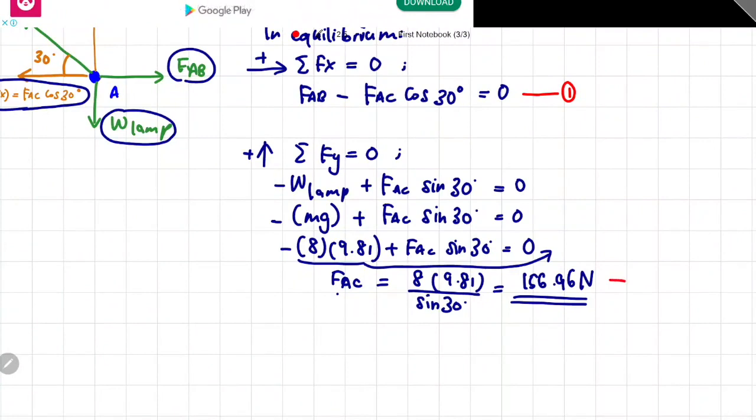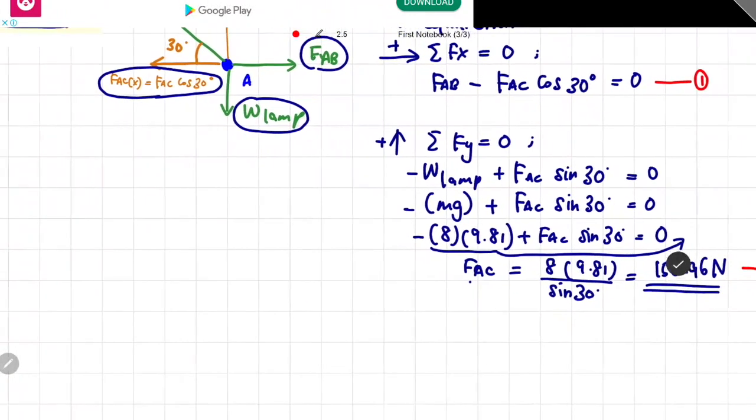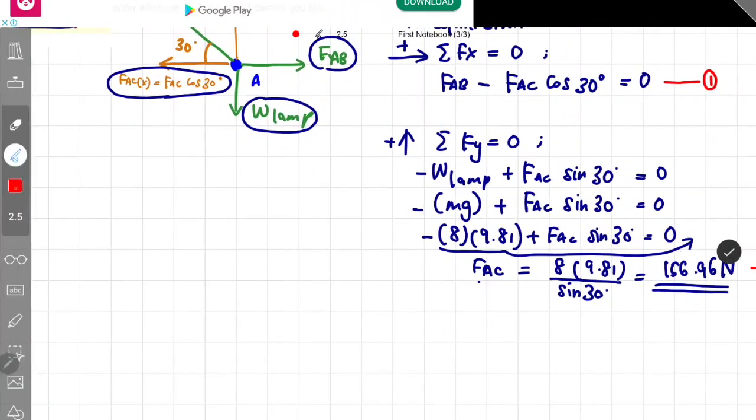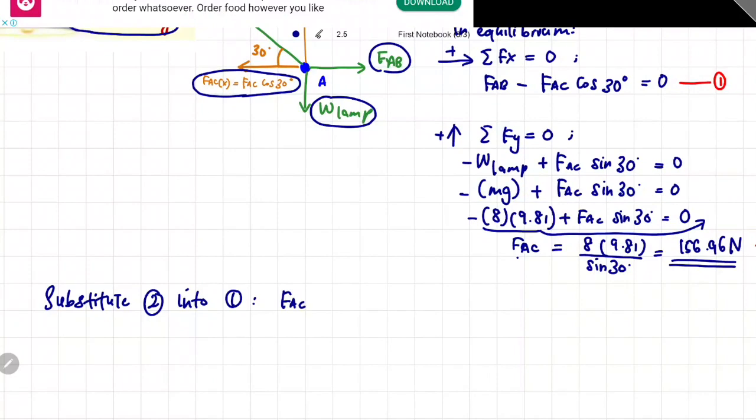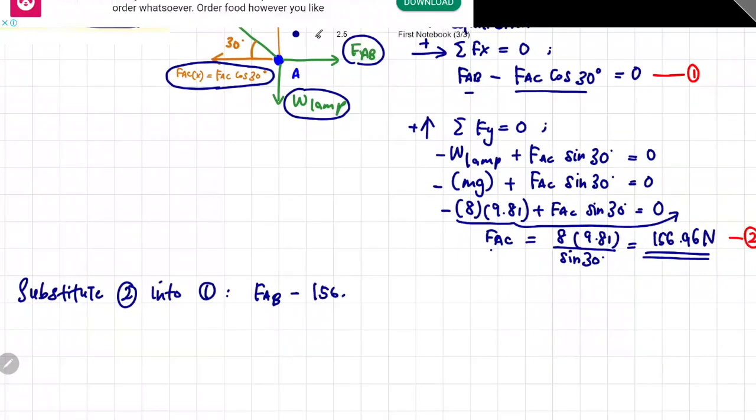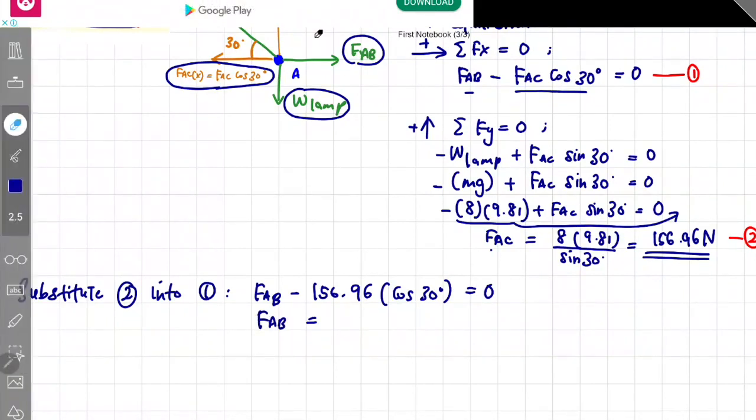I'm going to call this relationship equation 2. Now you can solve for equation 1 by substituting the value of equation 2 into equation 1. FAB is still unknown, and then minus FAC. Earlier we calculated the value to be 156.96, multiplied with cos 30, equal to 0. So now your equation only has one unknown, which is the FAB. Can we solve it? Yes.